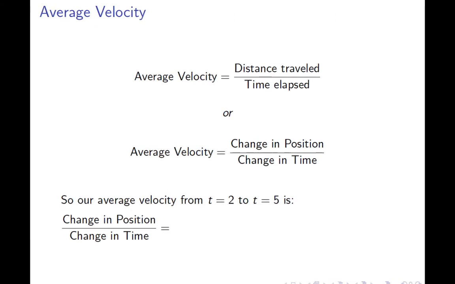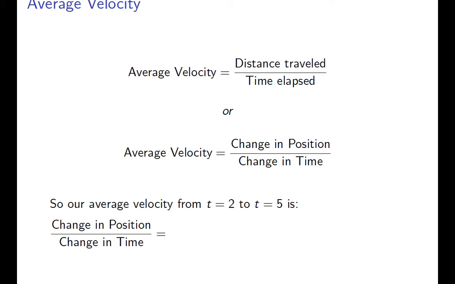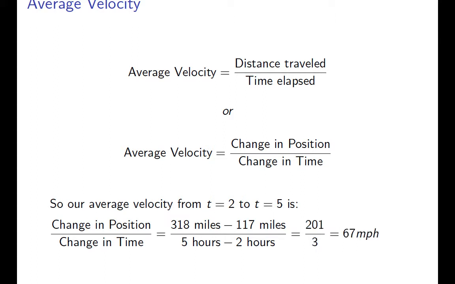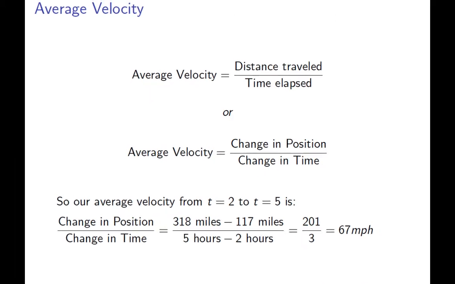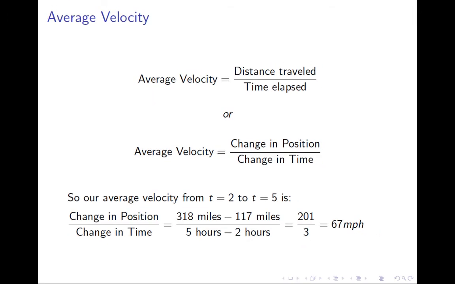So to find the average velocity over our trip from t equals 2 to t equals 5 hours into the trip, we need to find the ratio of the change in position over the change in time. So that gives us (318 minus 117) over (5 minus 2), which works out to be about 67 miles per hour. Doesn't look like I was speeding too much, at least on average.